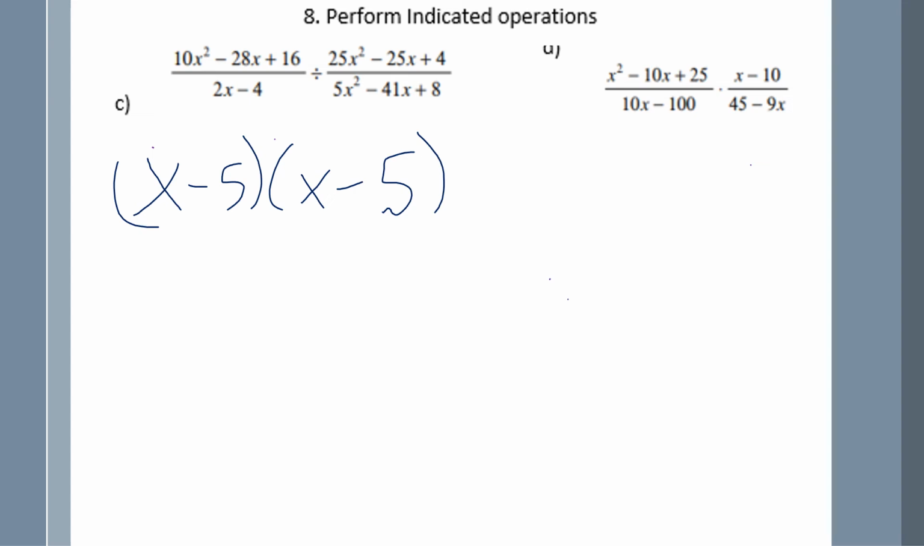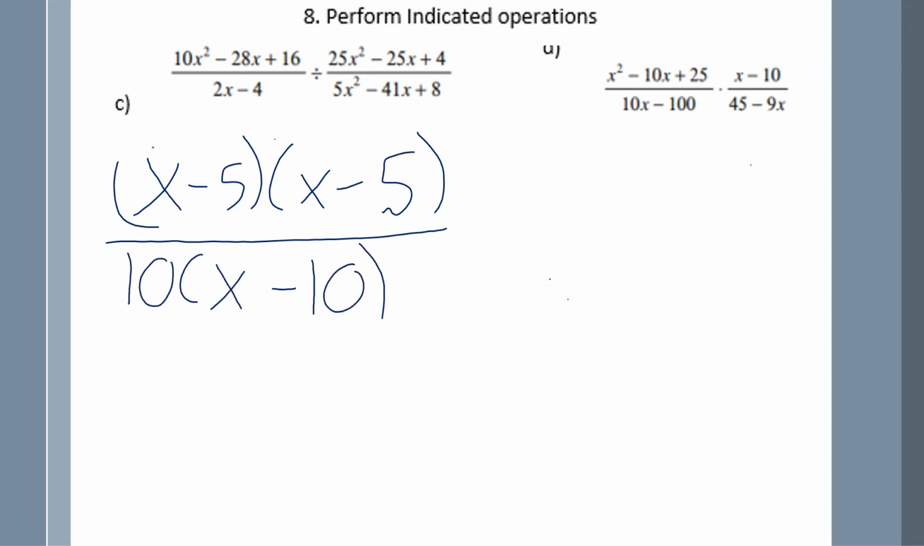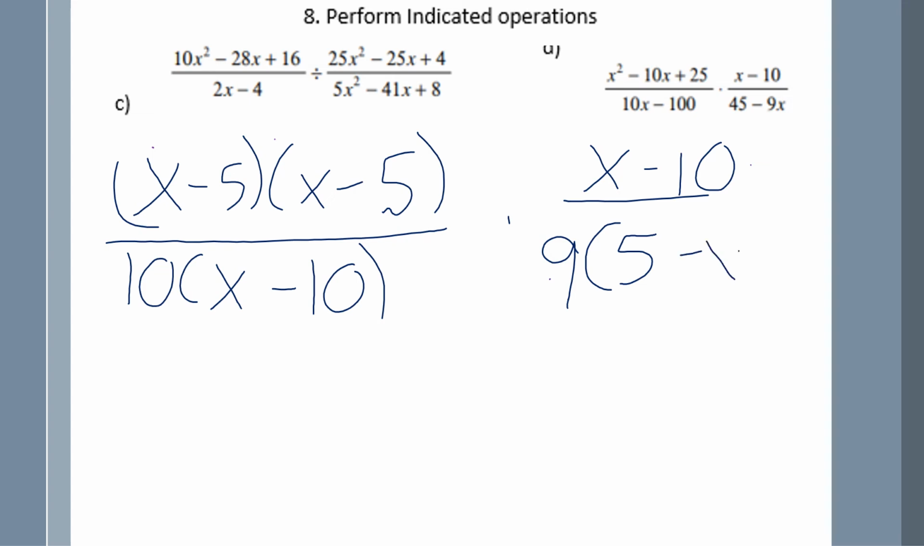All right. And then here in the denominator, pull out 10. x minus 10 is what you're left with. And then times x minus 10 in the numerator. So in the denominator of the right hand side, you could factor out 9. And then you could do 5 minus x.